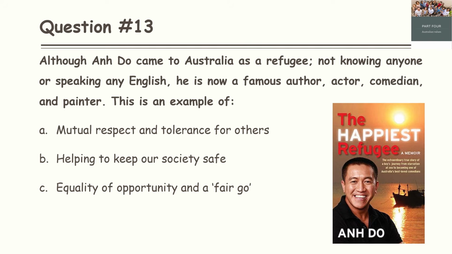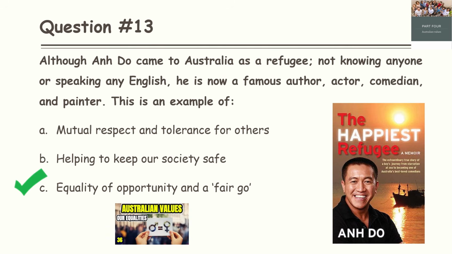A. Mutual respect and tolerance for others. B. Helping to keep our society safe. C. Equality of opportunity and a fair go. Anne Doe's rise to fame is an example of C. Equality of opportunity and a fair go.